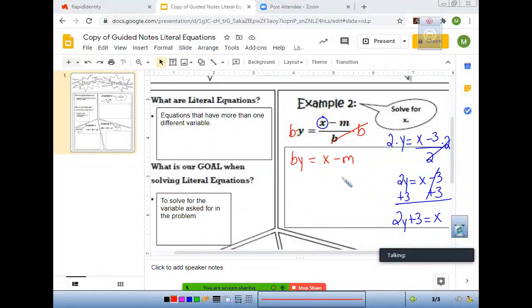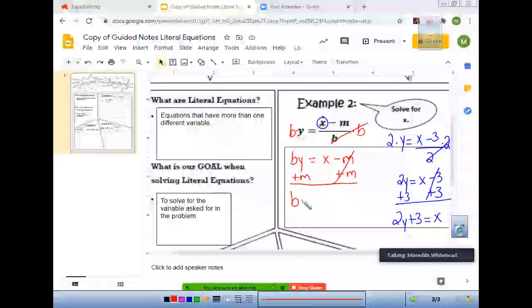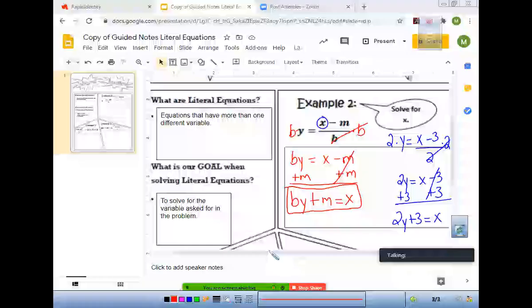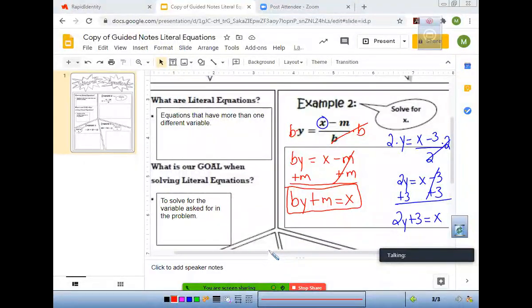Add m. Again, by and m are not like terms, so I'm just going to rewrite it as by plus m, and then I'm going to have equals x. So there would be my answer for solving that equation for x, getting x by itself. Any questions there on example 2?